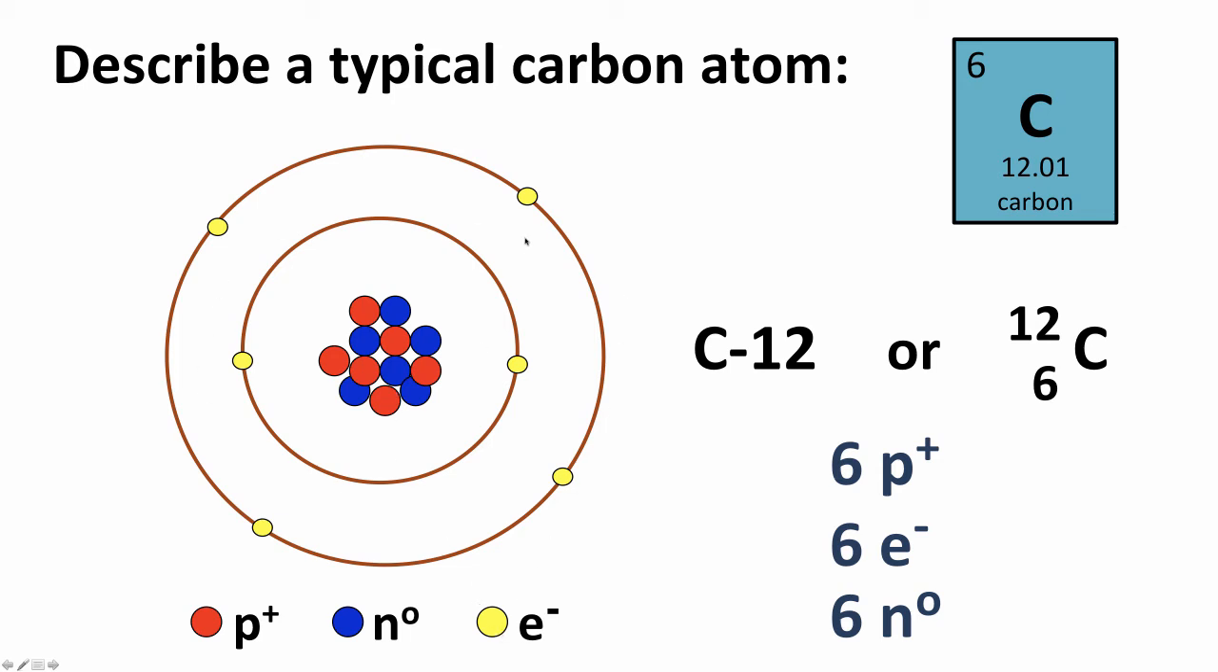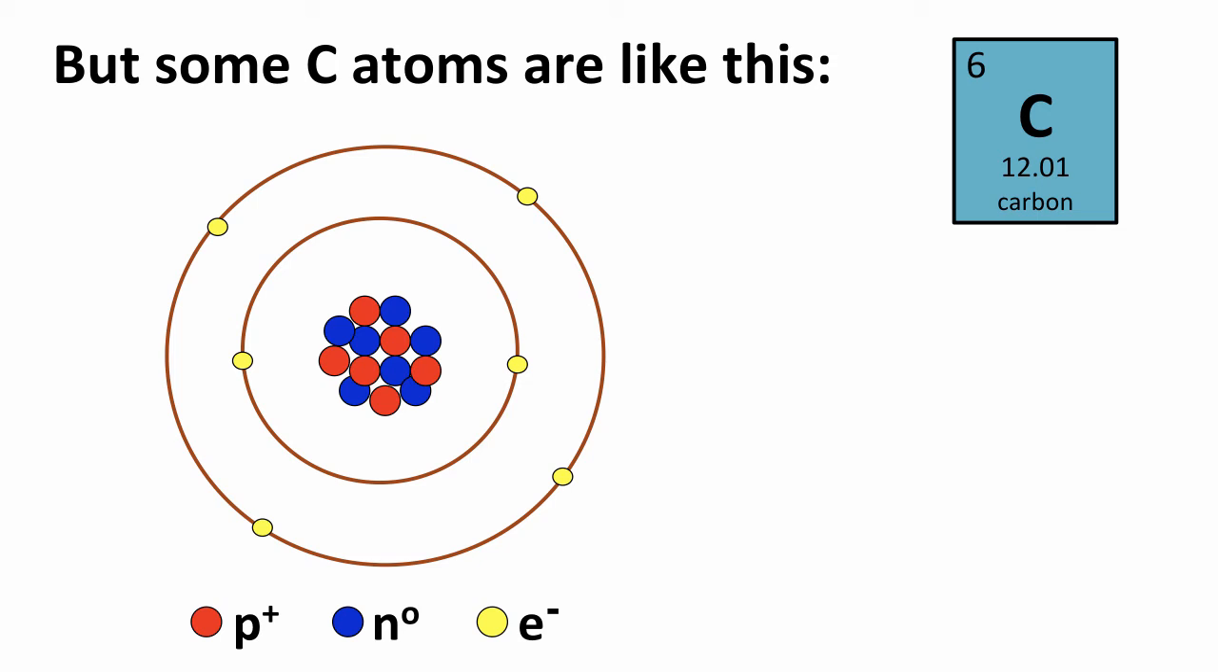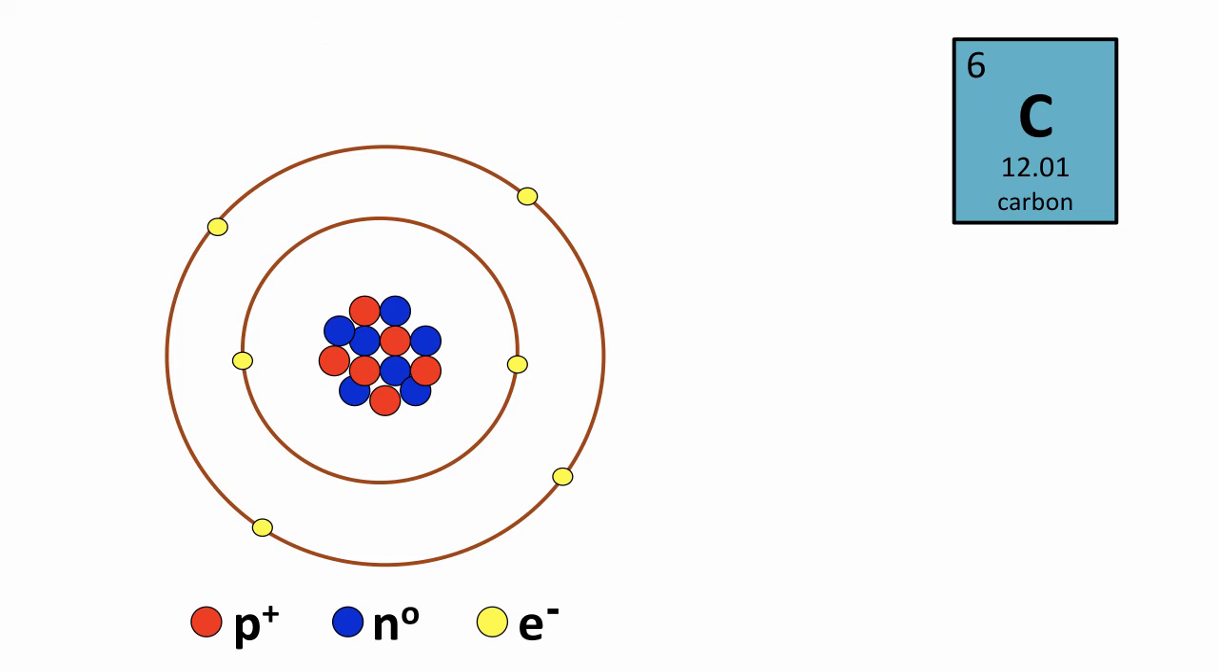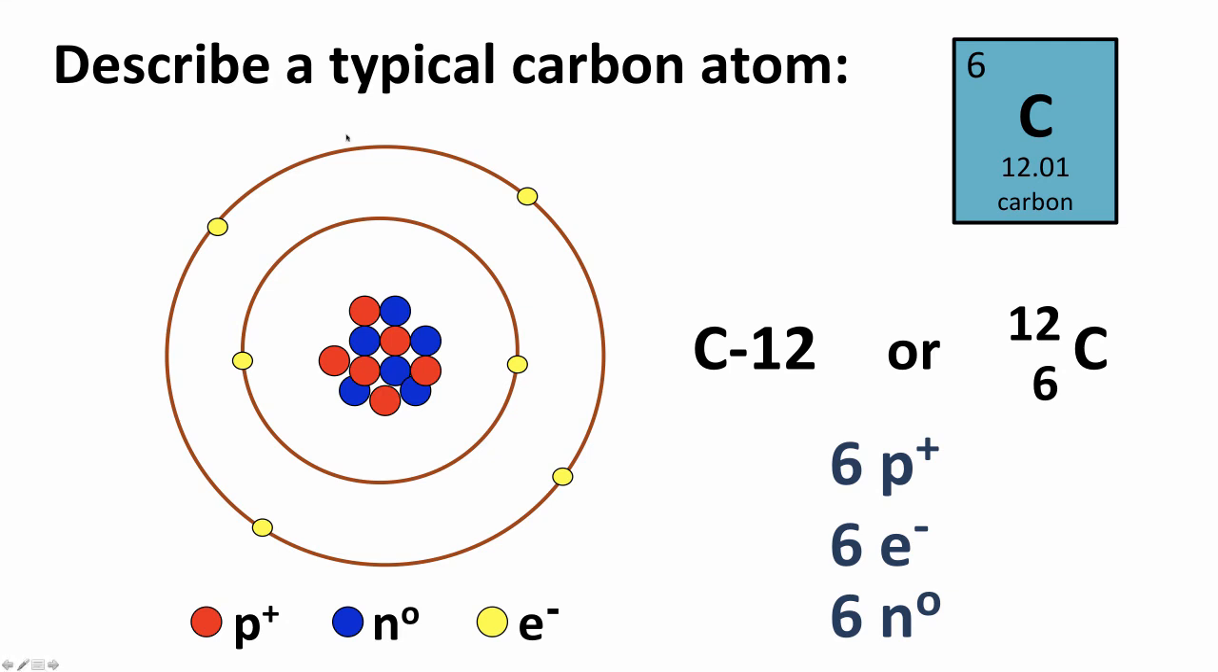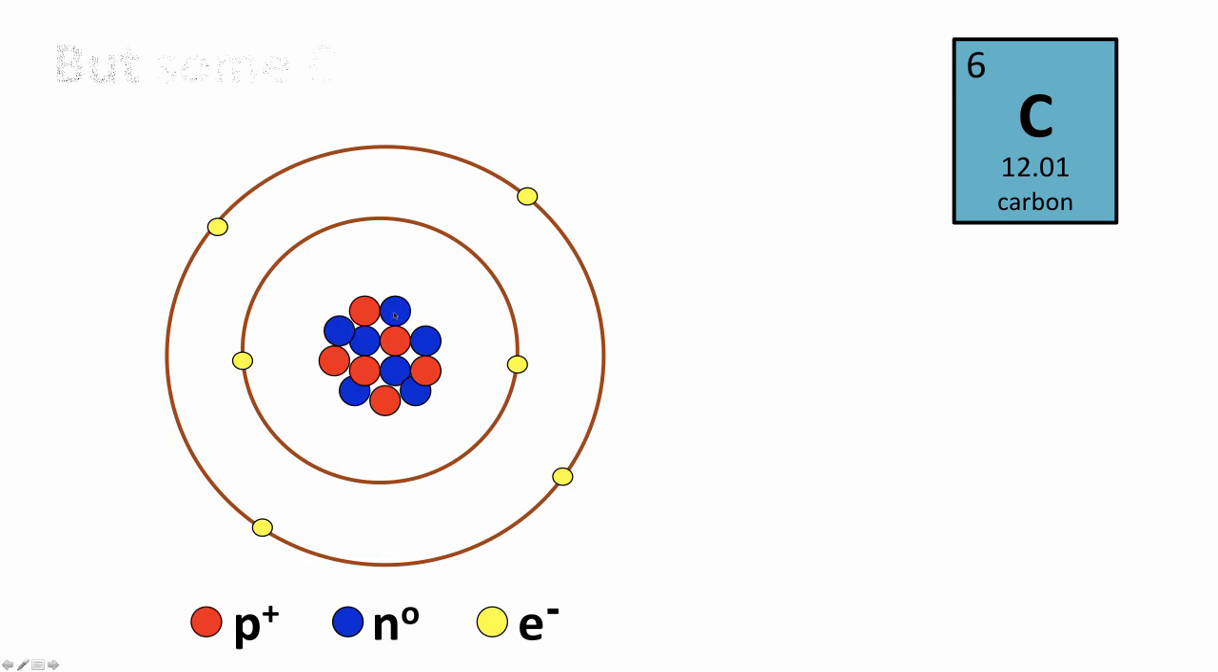We have 6 of them surrounding the nucleus in electron shells. But some carbon atoms look like this. And if you weren't paying attention, let's go back a moment. Here's carbon-12 with 6 protons and 6 neutrons. Pay close attention to the nucleus.